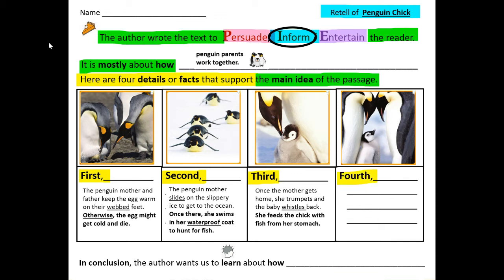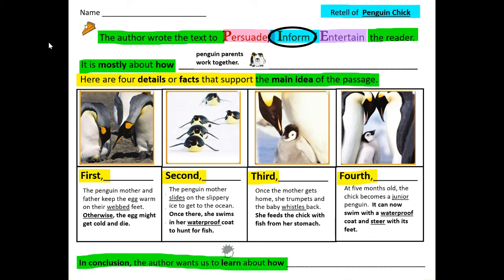And finally, fourth, what's a fourth detail? At 5 months old, what happens to the baby chick? Well, at 5 months old, the chick becomes a junior penguin. It can now swim with a waterproof coat and steer with its feet.